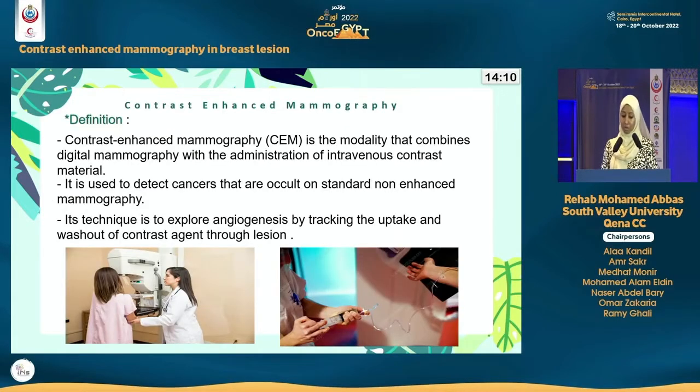So we use the contrast enhanced mammography which is the modality that combines digital mammography 2D images بتاعت الماموجرافي العادية جدا، بس بندي معاها IV contrast material. ال contrast enhanced mammography used to detect cancers that are occult on standard non-enhanced mammography, and it is a technique which is to explore angiogenesis by tracking الuptake والwash out بتاعت contrast agents through lesion.